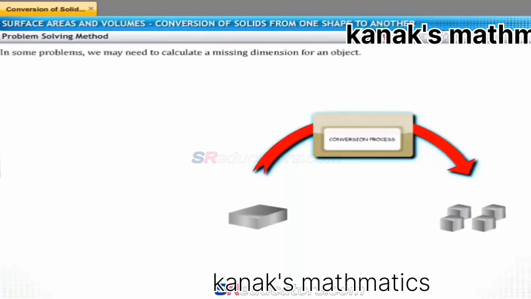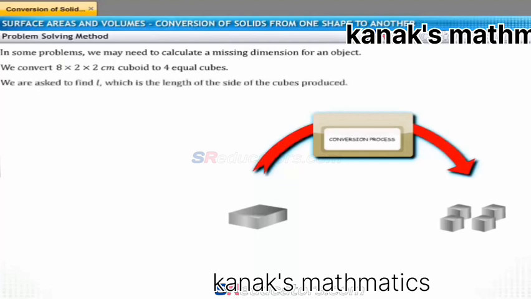For the example on the screen, we convert an 8 × 2 cm cuboid into 4 equal cubes. We are asked to find L, which is the length of the side of the cubes produced. We will equate the volumes to get 8 × 2 = 4 × L cubed. We will then solve for L to get L equals 2.